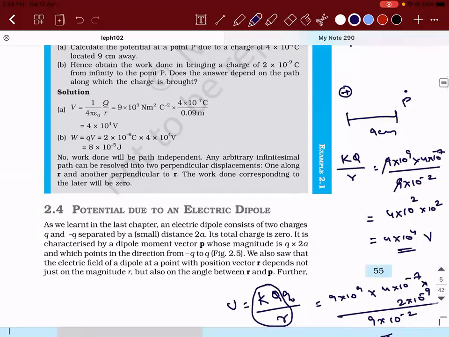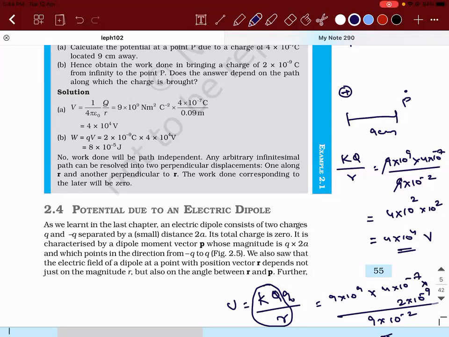From infinity to point P, I hope we answered the first part. Read the second part of the question. Does the answer depend on the path along which the charge is brought? You already told one important point. Electrostatic forces are conservative in nature. So conservative forces are path independent. Right?